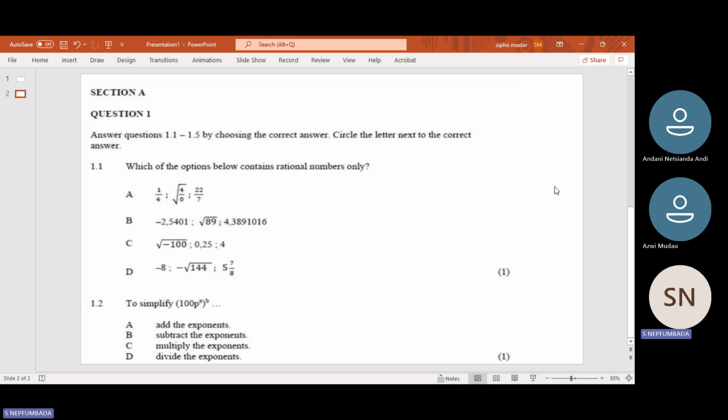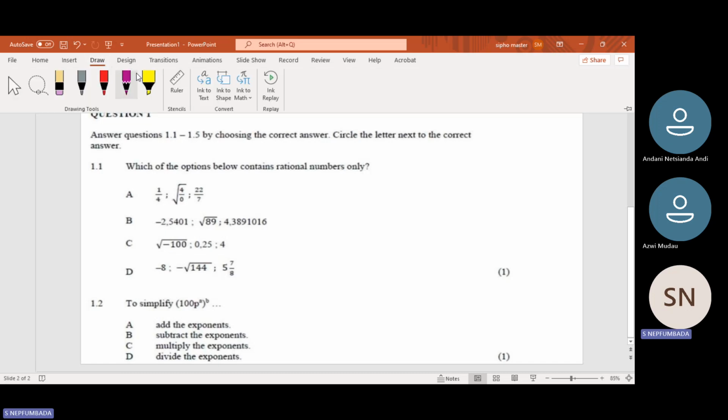The question says, answer the questions that will follow under this one. Answer questions 1.1 to 1.5 by choosing the correct answer. Circle the letter next to the corresponding answer. Are we good? They ask which of the options below contains a rational number?